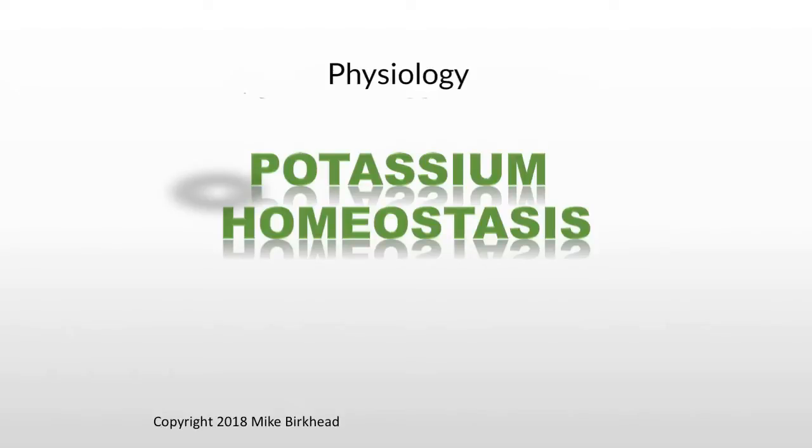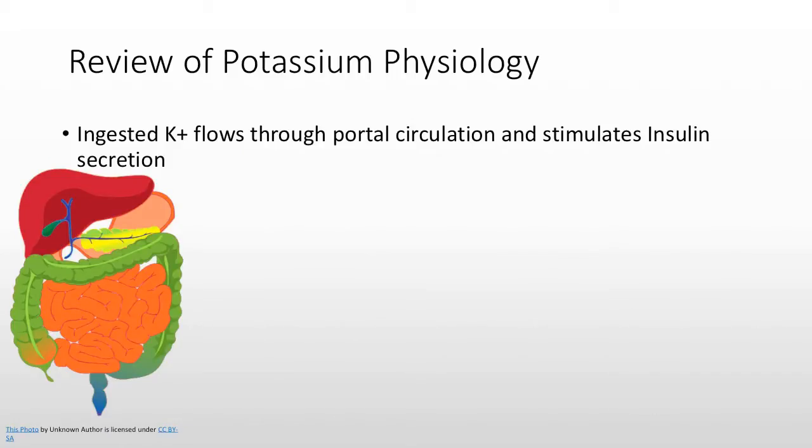I want to do a review of the physiology of potassium homeostasis, and then following that, I'll give a presentation on hyper and hypokalemia. Potassium moves into our body from ingestion. It goes into our GI system and it moves into the portal blood circulation. The portal blood circulation typically goes solely to the liver, but some of it gets moved into the pancreas, and the pancreas is the first organ to realize that there is an increase in potassium.